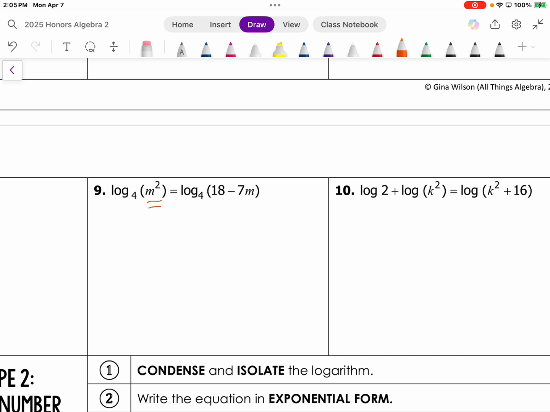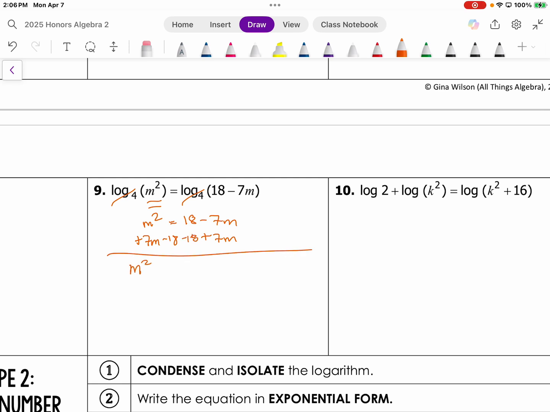So first off, do I need to condense? Nope, don't need to condense. Those two things cancel. So I have m squared equals 18 minus 7m. This brings us back to the third week of the semester. I got to bring everything over to the other side, and I got to solve for my quadratic function.